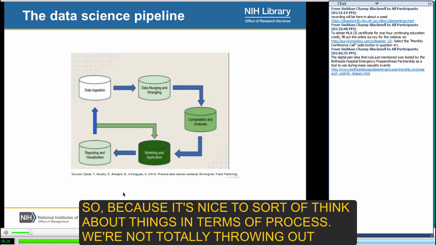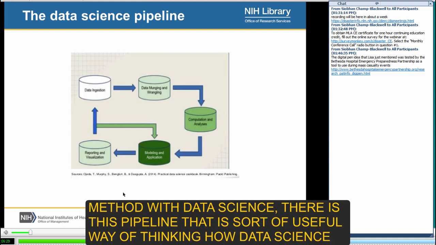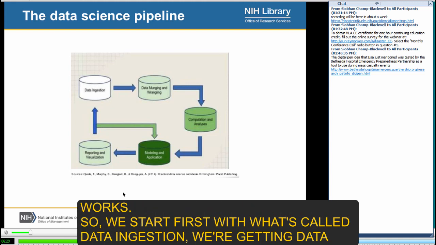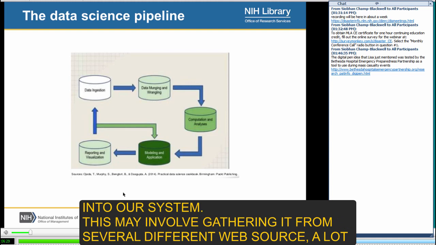Because it's nice to think about things in terms of process, we're not totally throwing out method with data science. There is this pipeline that is a useful way of thinking about how data science works. We start first with what's called data ingestion. So we're getting data into our system.